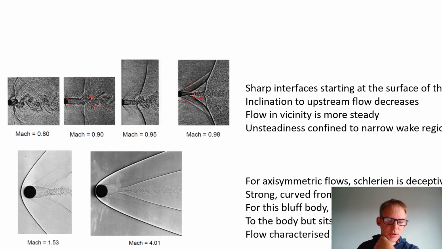Now let's have a look at the flow for a sphere, in this particular case, Mach number 1.5. And what we see here is at the front we see this strong bow shock. This is Shadowgraph. You can see light and dark region. And we see this bow shock at the front.